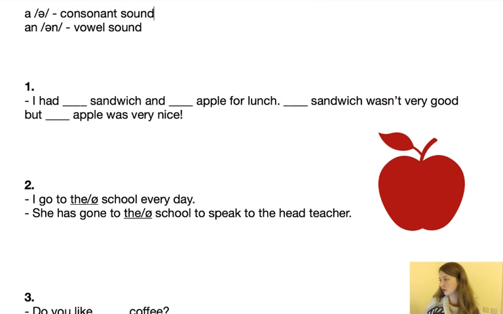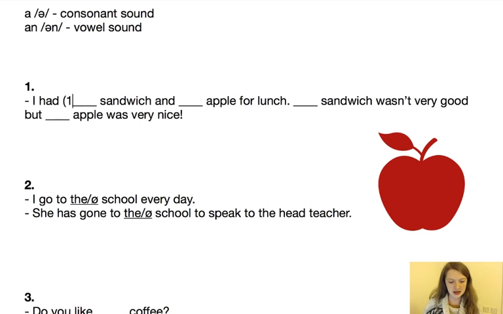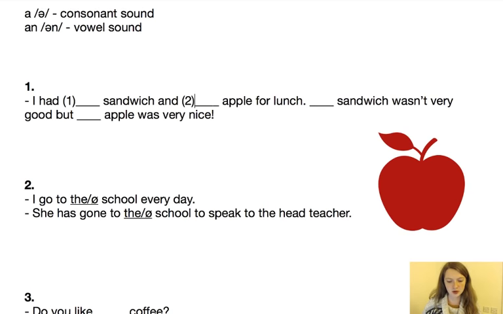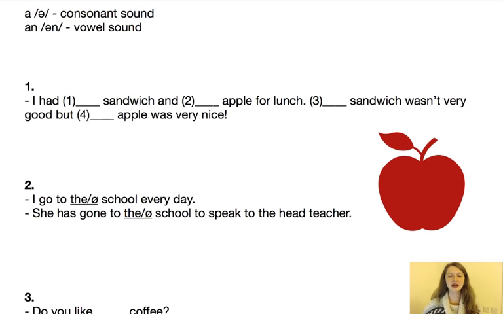So question 1, hopefully you can see that. Perfect. So tell me, what would I put here? So I've got number 1, number 2, space number 3, and space number 4. Tell me in the comments, would I put a, an, or the in the gap? So number 1, I had sandwich and apple for lunch. Sandwich wasn't very good, but apple was very nice. So what do we think goes in the gaps here?